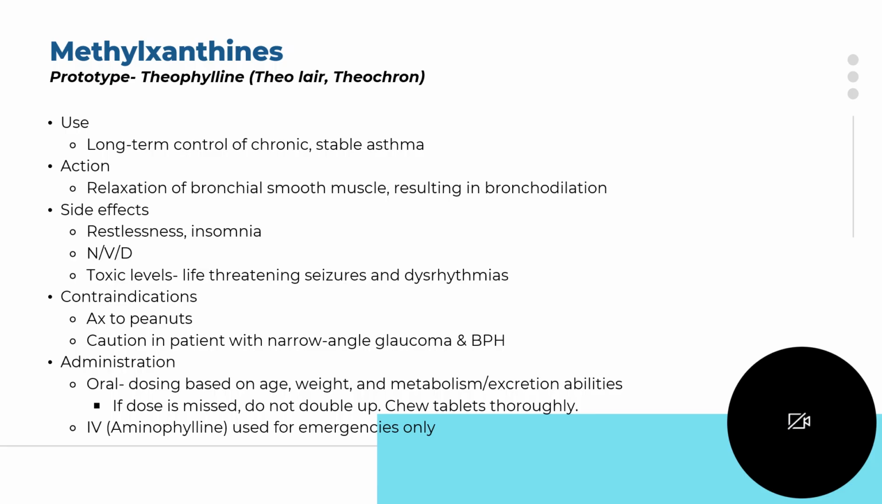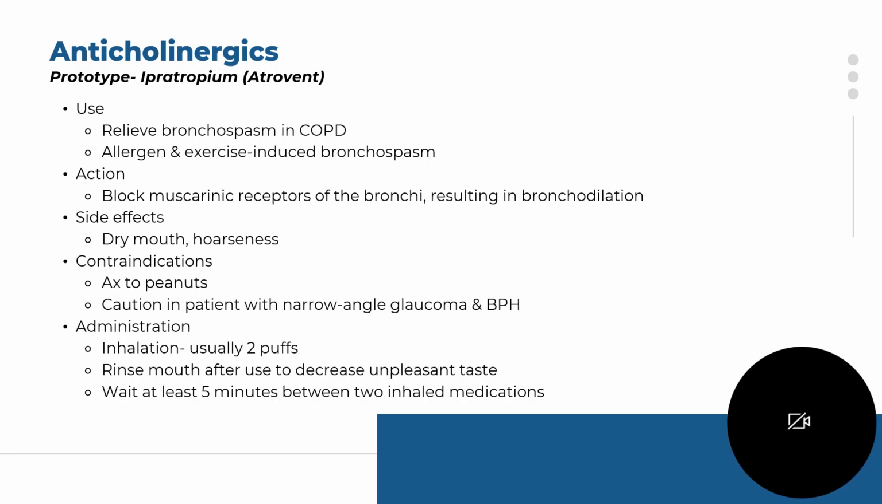This isn't given very commonly because there's such a narrow window and the severe side effects of it. Okay. Next, we're getting into anticholinergics. So these can be given by an inhaler or by a nebulizer. So these can be used if somebody has bronchospasm caused by allergens, or if they have exercise-induced bronchospasms. These work by blocking the muscarinic receptors of the bronchi, causing bronchodilation. So all these are kind of doing the same thing, just in a different way.